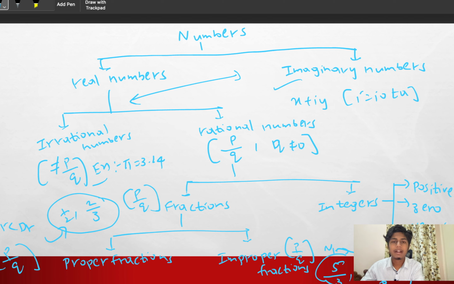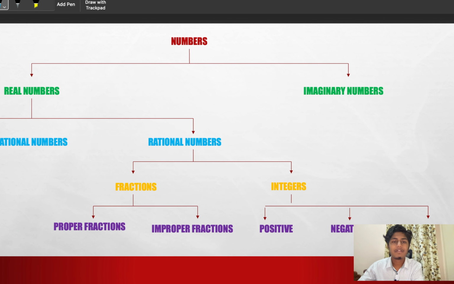So let's come back to the slide. Numbers are of two types: real numbers and imaginary numbers. Real numbers are of two types: irrational numbers and rational numbers. Rational numbers are of two types: fractions and integers. And finally, fractions are of two types: proper fractions and improper fractions. Integers are of three types: positive numbers, negative numbers, 0. I hope you got an idea about the concept of numbers.